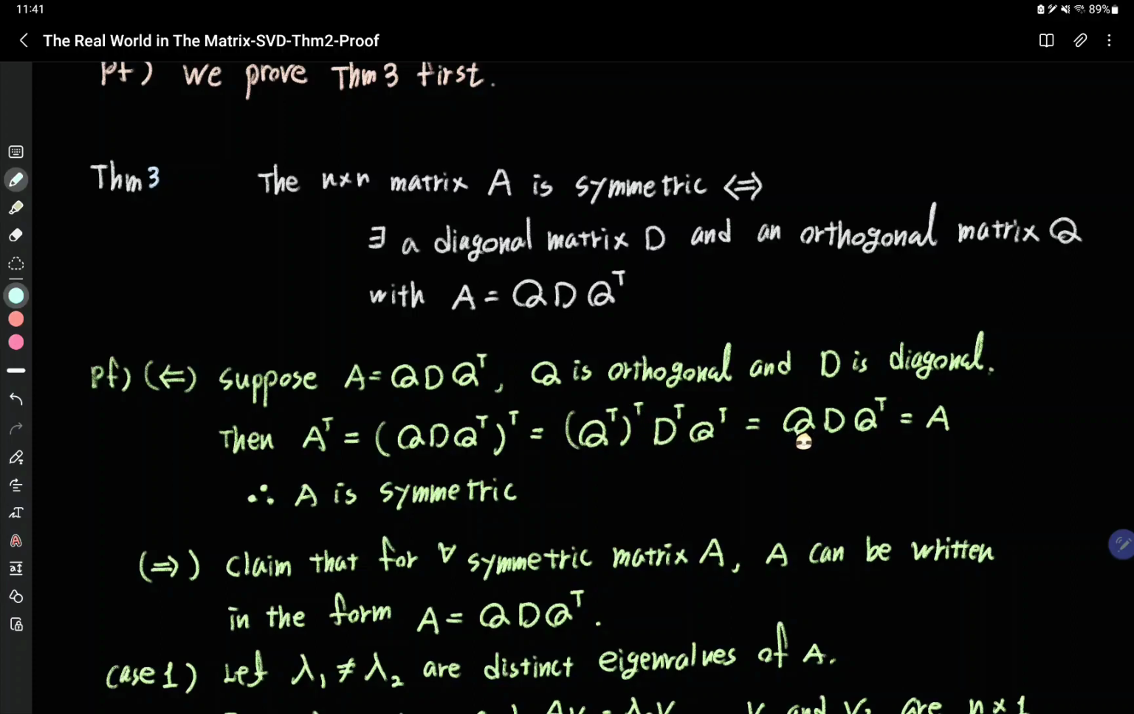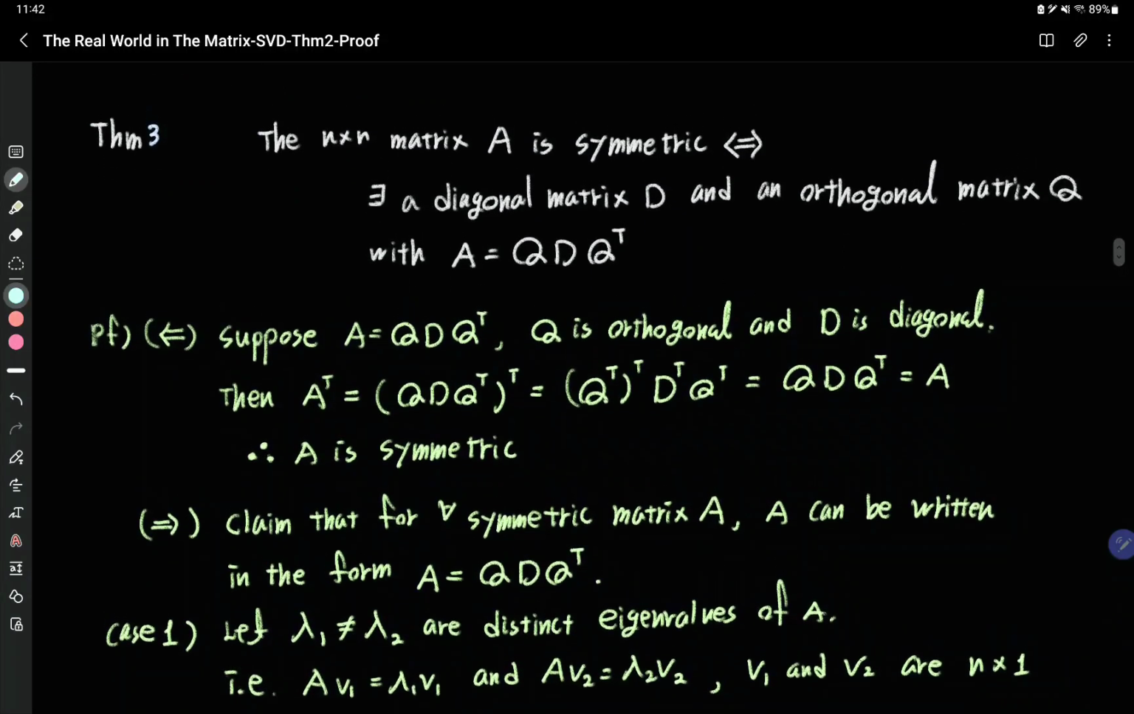So we get Q, nothing changes. And then D transpose: since D is a diagonal matrix, a transpose will not affect D, so we just get D. So QDQ transpose, that's going to be A. So we see that A transpose equals A. So A is symmetric, right? Okay, proof is done.